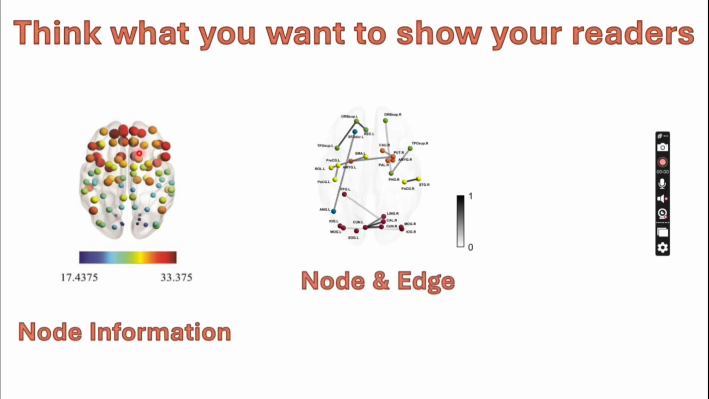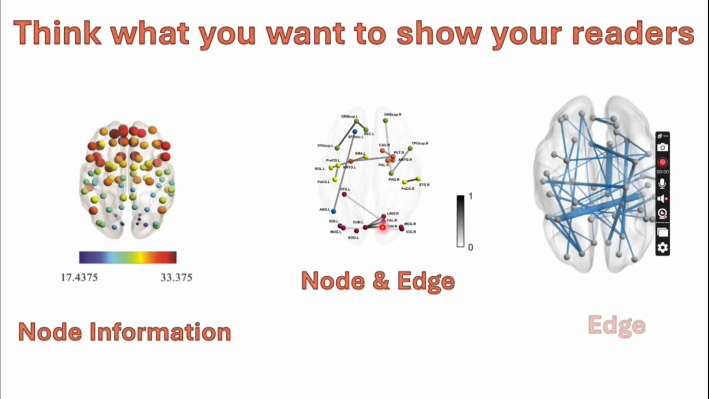The second option is node and edge information. This figure shows two kinds of information at the same time. The color represents the nodal information, and the edge color in gray scale represents the strength, or you can say the weight, of your edge. So a lighter color means the edge has very little weight, and a darker color means that edge has the highest weight.